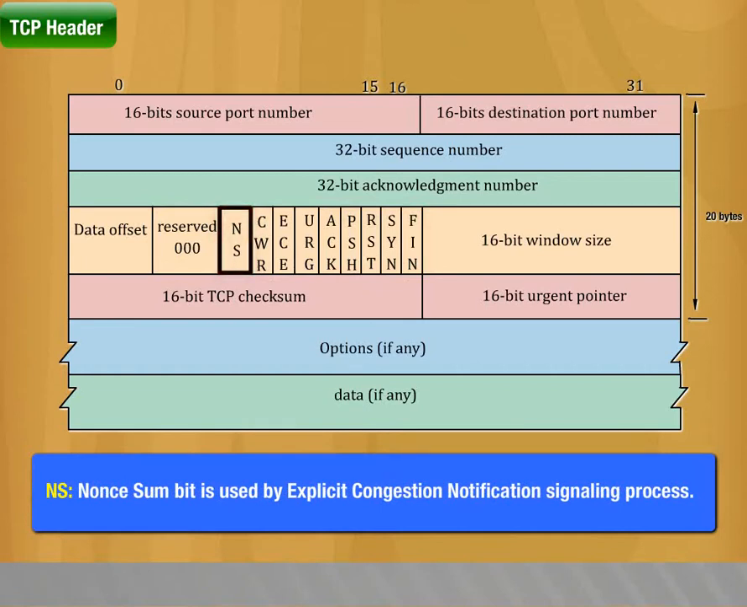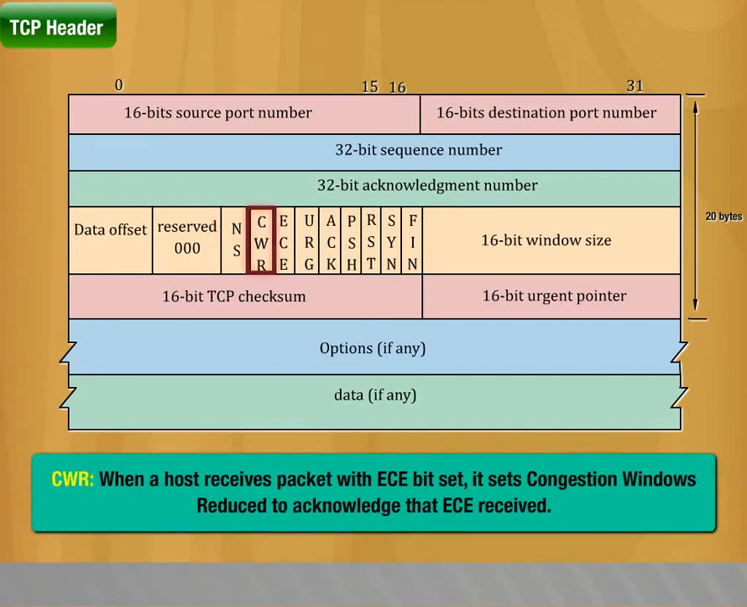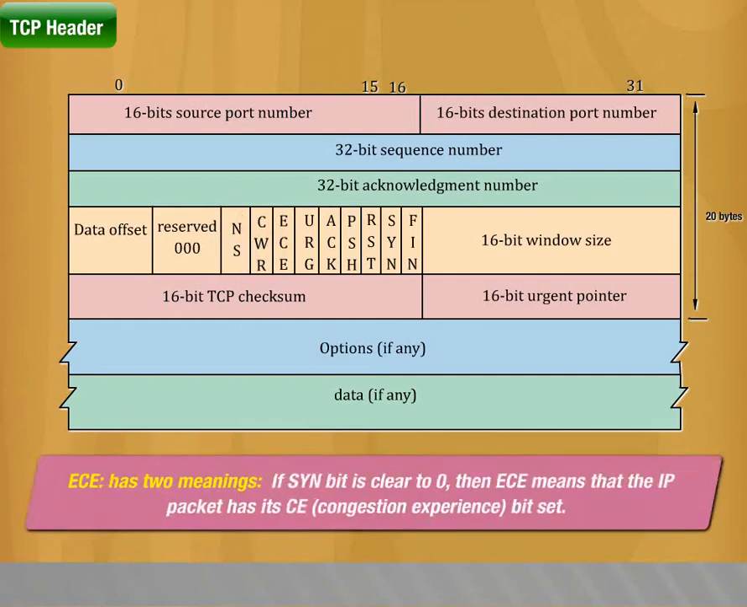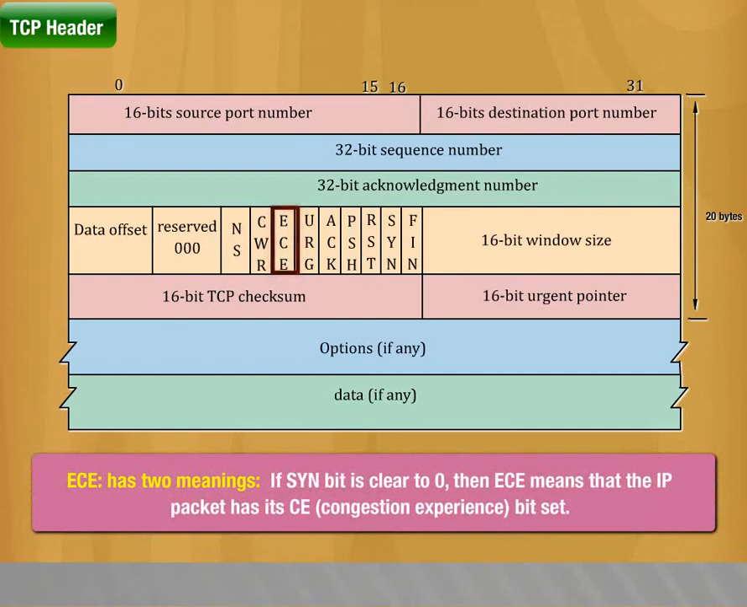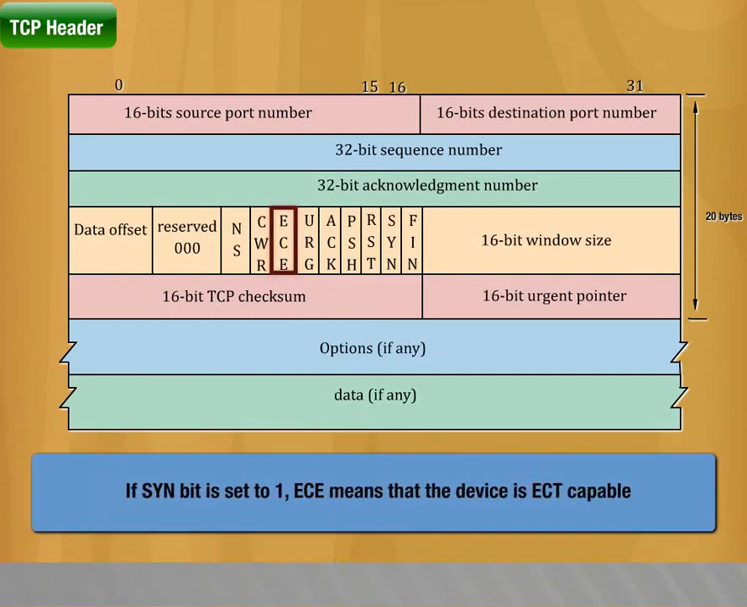NS, nonce sum bit, is used by the explicit congestion notification signaling process. CWR: when a host receives a packet with the ECE bit set, it sets Congestion Window Reduced to acknowledge that ECE was received. ECE has two meanings. If the SYN bit is clear to 0, then ECE means that the packet has its CE, that is congestion experience, bit set. If the SYN bit is set to 1, ECE means that the device is ECT capable.